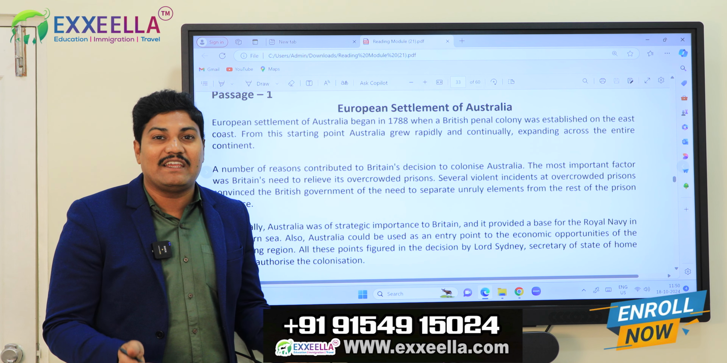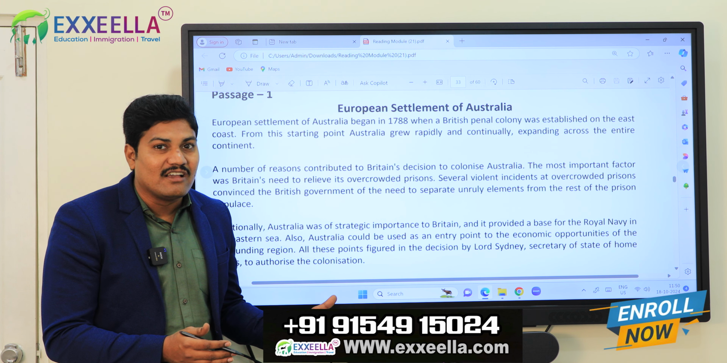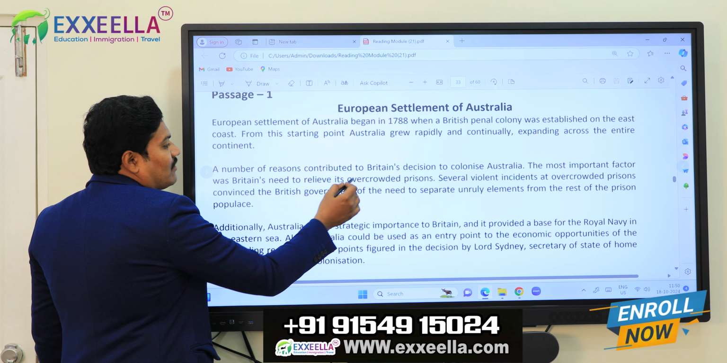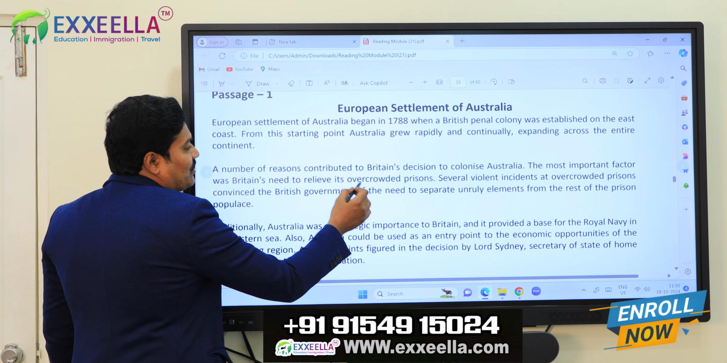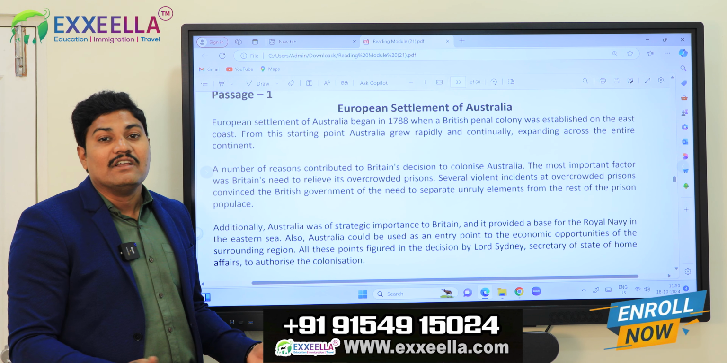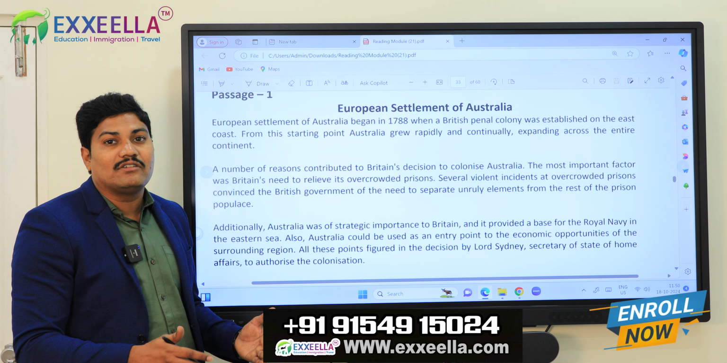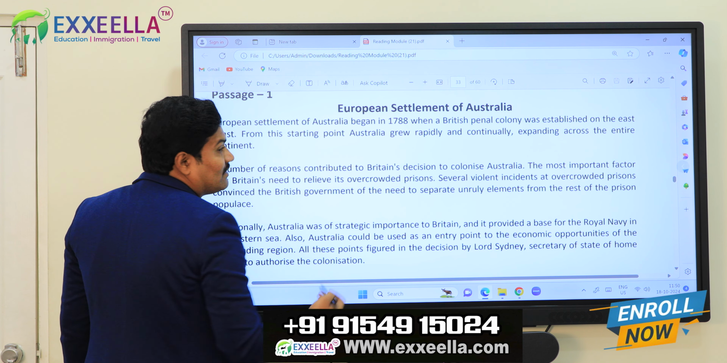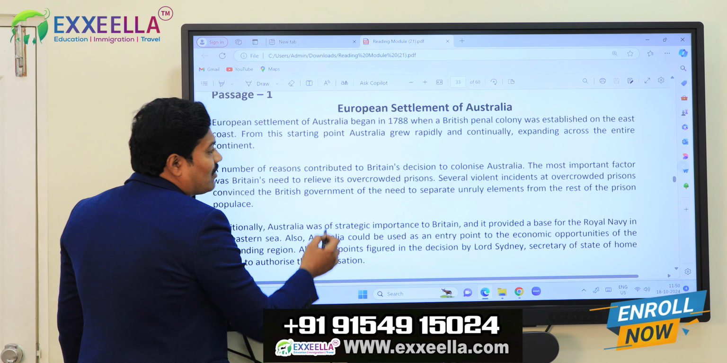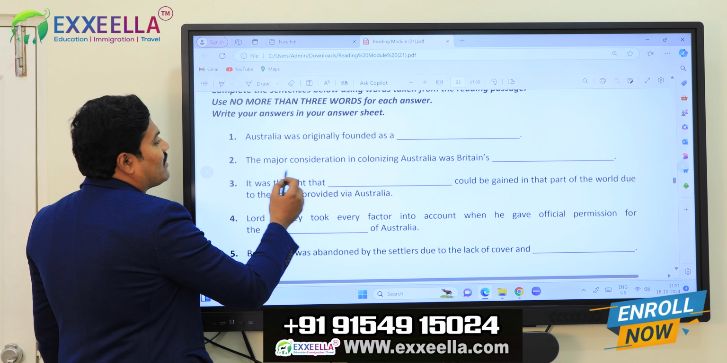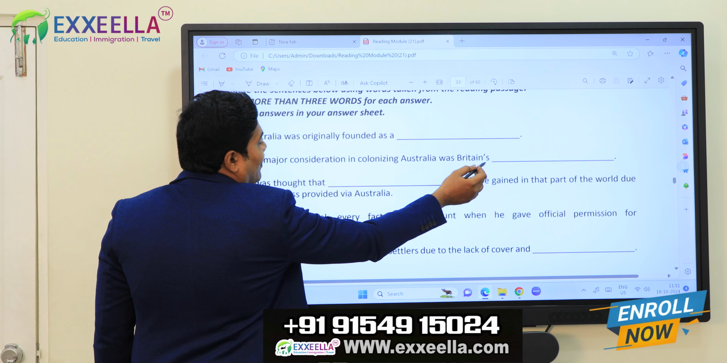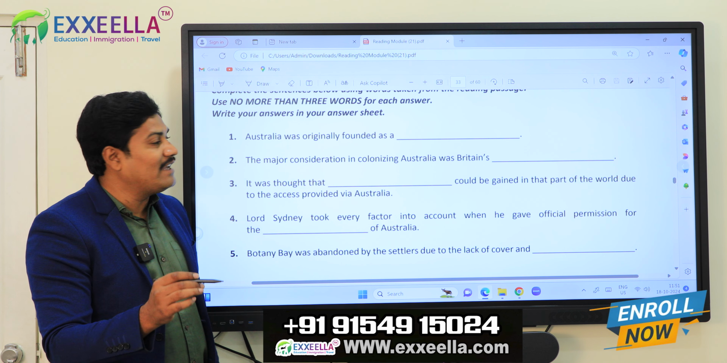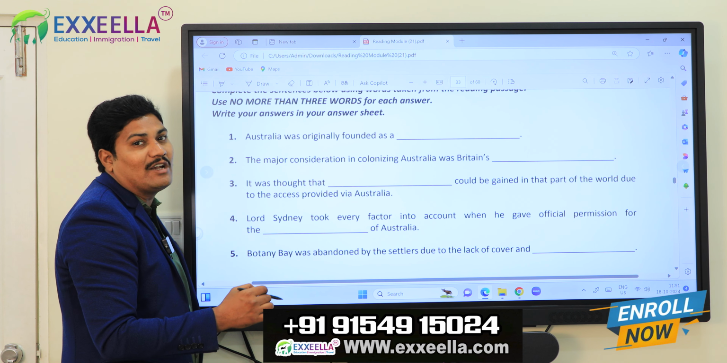So what is the major reason to colonize Australia? To relieve its overcrowded prisons. So that is 1, 2, 3, 4, 5 words. We cannot give 5 words. We have to restrict our answer within 3 words. So we can give its overcrowded prisons, or we can give overcrowded prisons. The major consideration in colonizing Australia was Britain's overcrowded prisons. So the answer for the second one is overcrowded prisons.